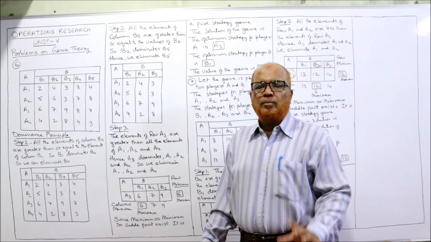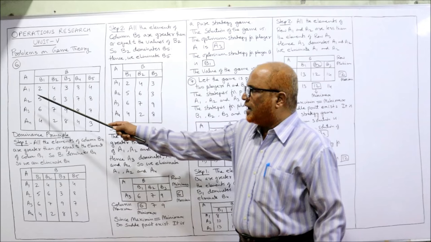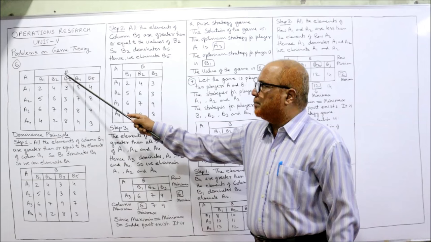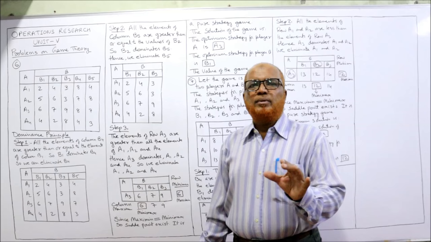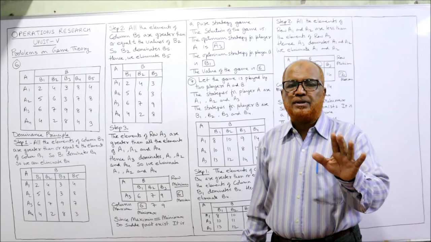The 4 strategies available for player A are A1, A2, A3, A4. Now the 5 strategies available for player B are B1, B2, B3, B4, B5. Now all the elements which are given in the problem, I have written in the matrix. Now, according to the dominance property, if any strategy is not acceptable, then that strategy should be eliminated.